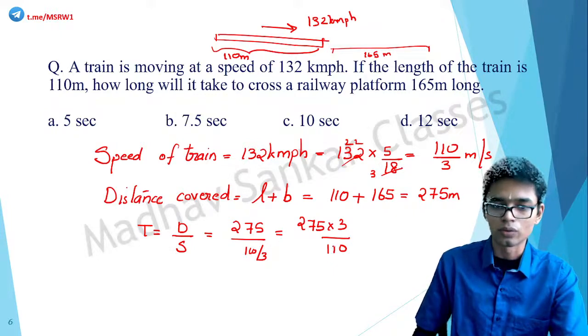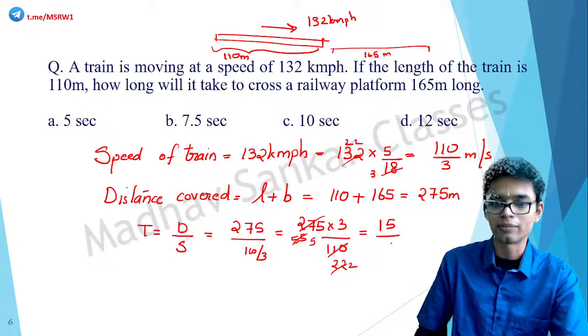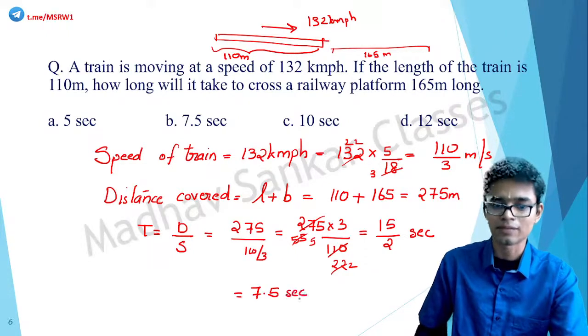Correct. So how will we cancel this? Let's cancel this by 5. So it is 2 and 2, and here it is 5 and 5. So cancelling with 11, 5 and 2. So this is equal to 15 divided by 2 seconds is equal to 7.5 seconds.